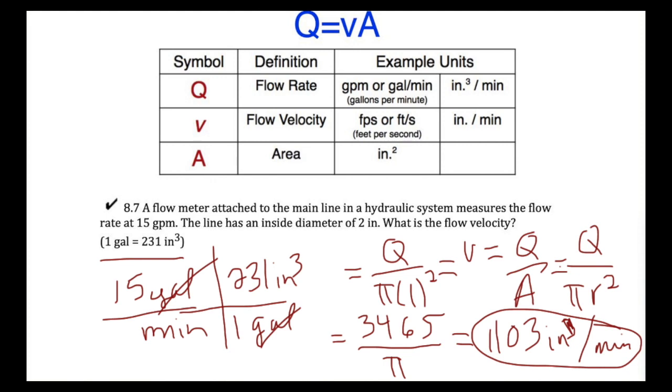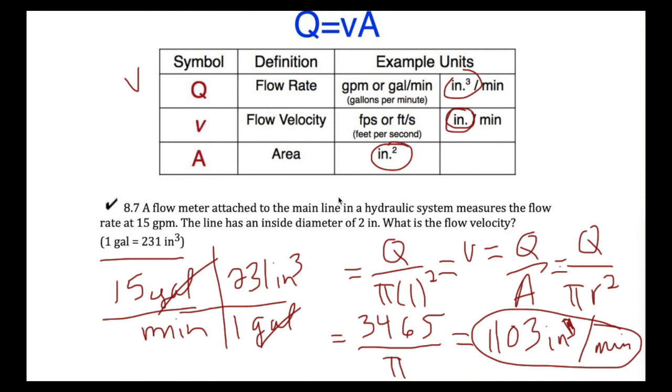Okay, all right. So if you think about it, this inches cubed per minute, that's kind of a volume per minute, and you're dividing by area. So you're taking inches cubed divided by inches squared, which gives you an inches per minute. So that works out pretty good and pretty obvious.